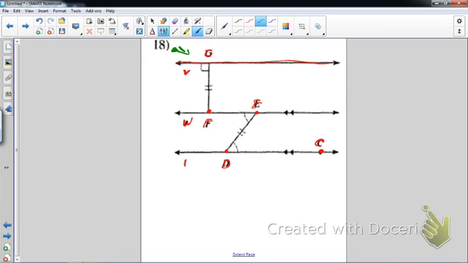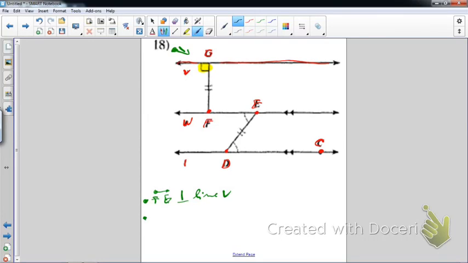I see that line segment FG is the first thing that I see, is perpendicular to line little v. And how do I know that? It's because it's being marked here. I'm highlighting it in green for you to see, right there. That's the first piece of information that I see.